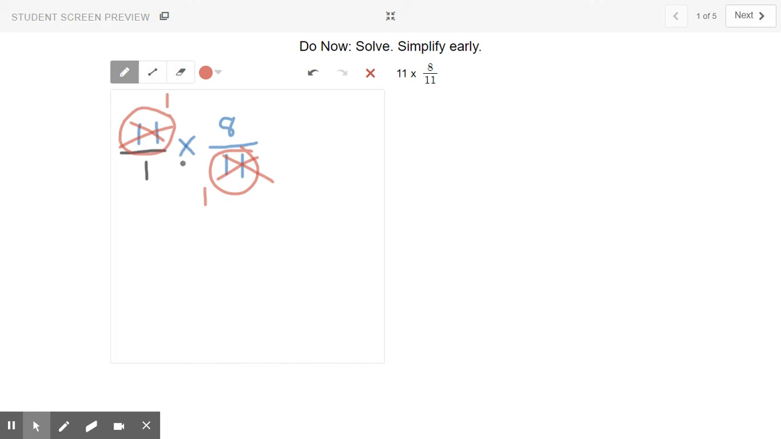That's it. So we just do 1 times 8 is 8, over 1 times 1 is 1. And 8 over 1, which means 8 divided by 1, is 8. And that's the answer to this question. I wanted you to just notice that when the numbers are the same, you just cancel them out, turn it to 1.